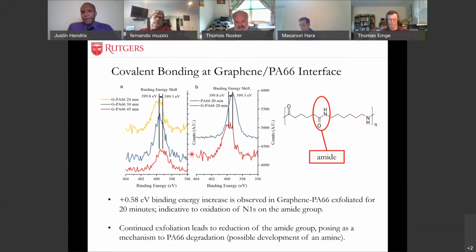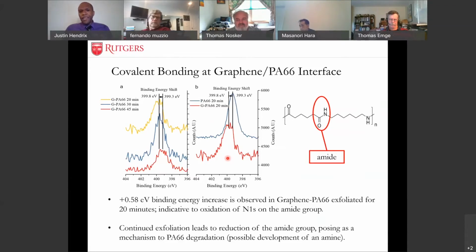And so if you get a binding energy shift that's decreasing, as you can see by this arrow here, you get reduction. Now, in looking at nitrogen, because most of these systems have both carbon and oxygen, nitrogen actually aids in having a good resolution of the system, so we can see the changes that are going on. We see that there's an oxidation of the nitrogen in the amide group of the PA66, and that tells us that we're getting primary bonding to the backbone of the polymer.